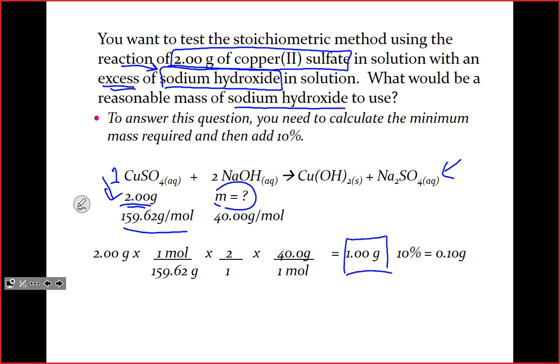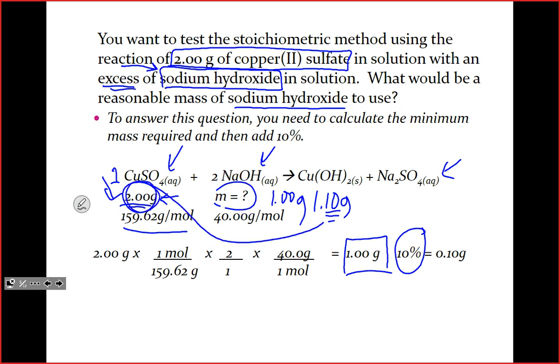Here's the thing. I can't vouch 100% that this is a pure substance, a pure solution. I can't say for certain that I'm going to measure exactly 2.00 grams. I can't know for sure. So I'm going to bump it up 10%. So instead of measuring out 1 gram of this, I'm actually going to measure out 1.10 grams of this. I have a little bit of insurance to make sure that this whole 2 grams gets used up. So that's why we have a limiting and an excess.